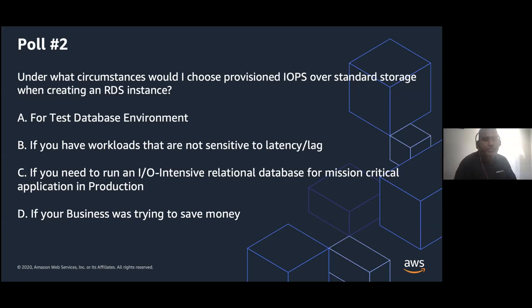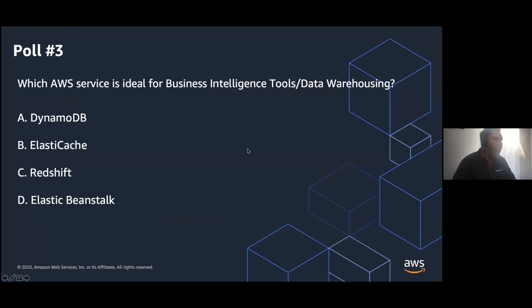All right, so a lot of you have answered, and the right answer is C. So if you need to run an IO intensive relational database for a mission critical application in production, right? Almost 80% of you have answered C as the right answer. So great job, guys. Excellent. I think we have one more for this. Let me just double check. Yes, one more before we go into our next section.